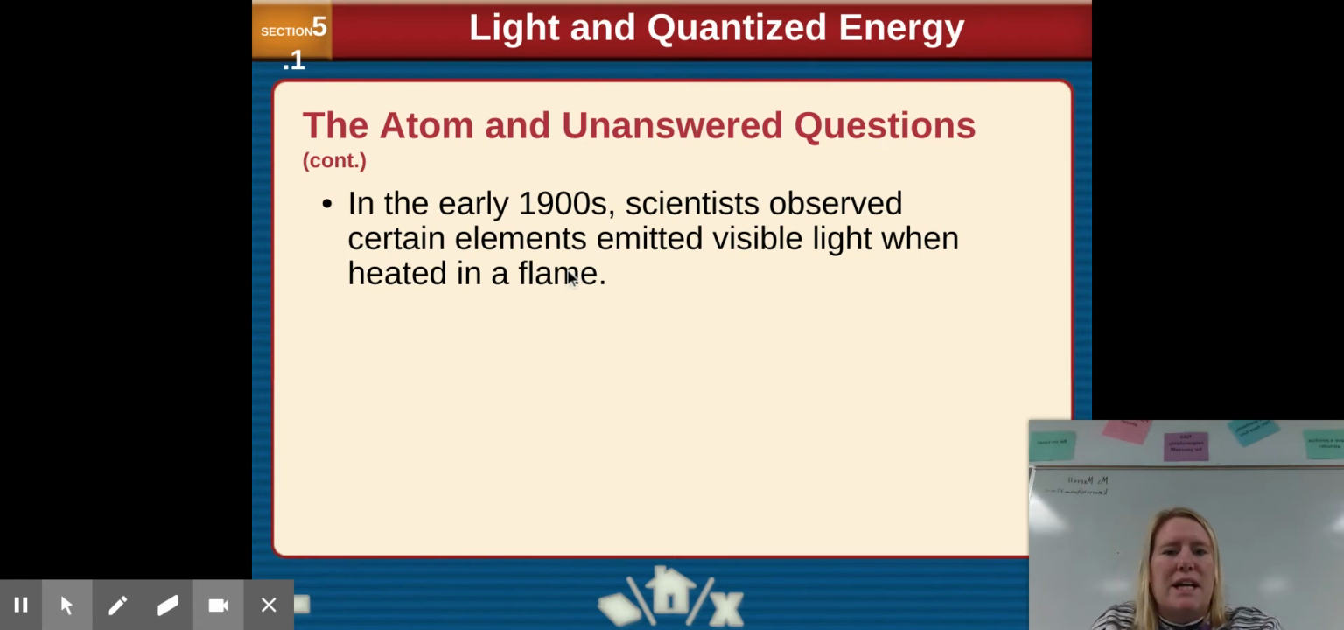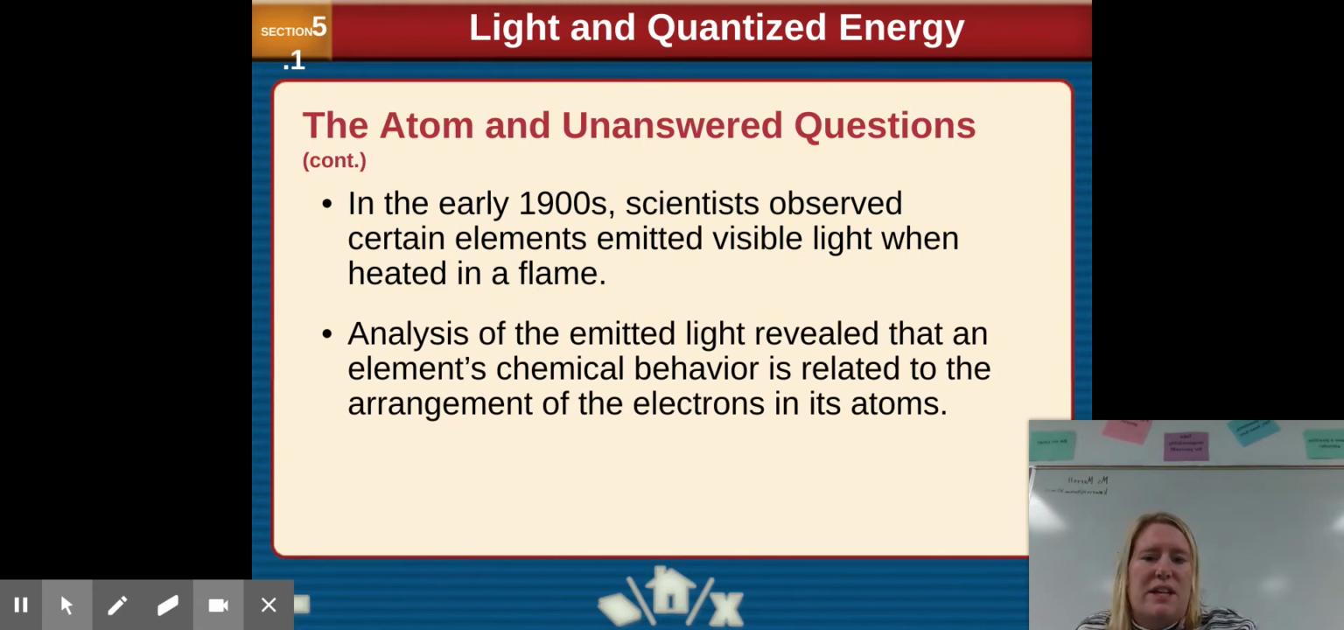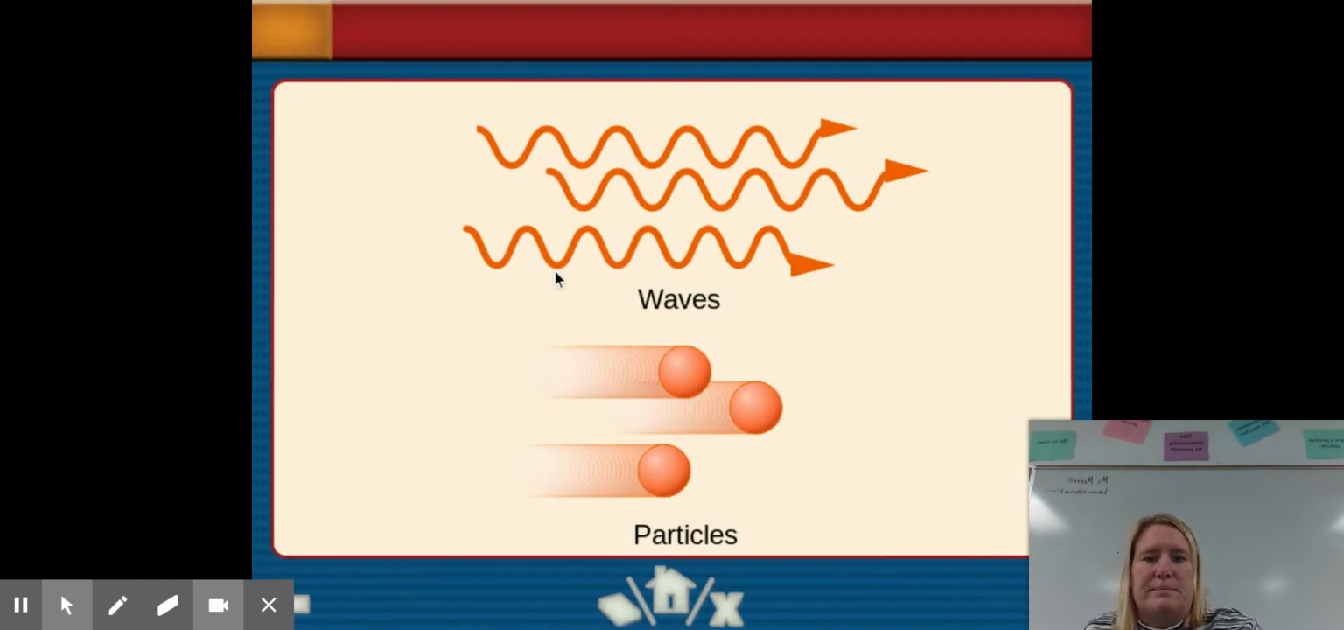All right, so in the early 1900s, scientists observed that certain elements emitted visible light when heated in a flame. That sounds exciting, huh? So the analysis of this is that the emitted light revealed that an element's chemical behavior is related to the arrangement of atoms. And so that's what we are going to be learning about in the chapter. In my mind, that's the biggest thing: when we look at where the atom's electrons are, that is what matters to us. So it's important to know that we will see light as both a wave and a particle in this chapter.